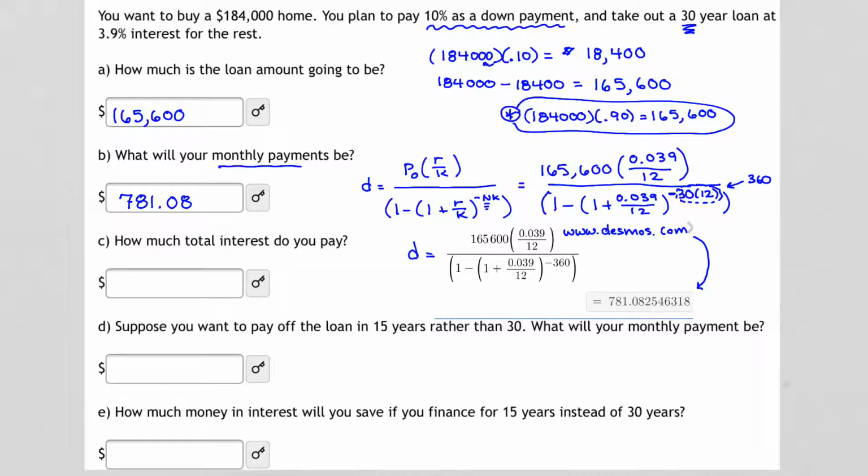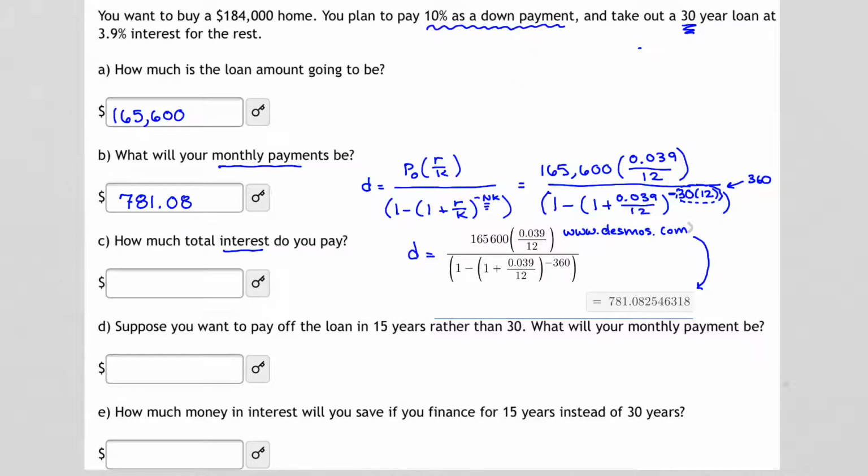Now we move on to Part C. Part C says how much total interest do you pay? Well, how do we get the total interest? Well, the interest is the total amount of money that we pay minus the original amount of the loan. So we're going to need a little scratch work. So I'm going to erase and give myself some space.